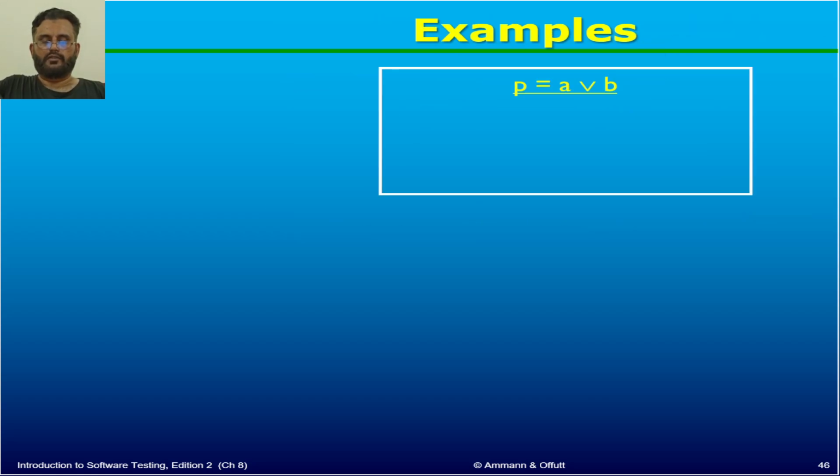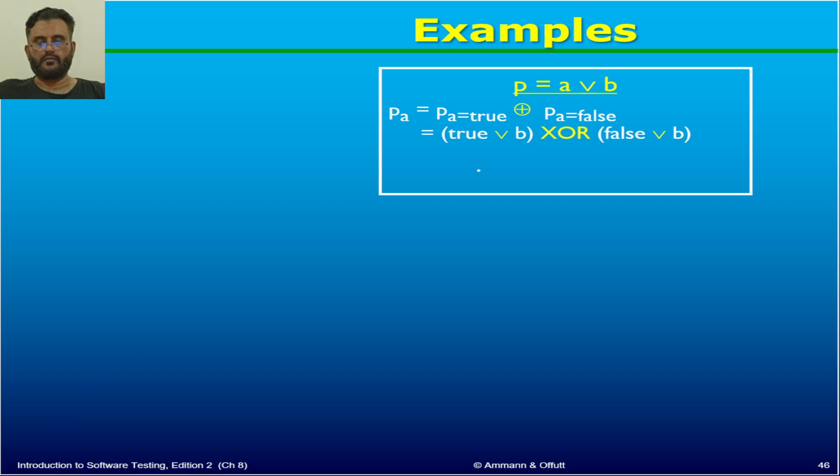So here we have an example, a very simple predicate. If we want to make A active, what we need to do is replace every occurrence of A with true once, and in the second instance replace every occurrence of A with false, and then take an exclusive OR of both these versions of the predicate. Here is that process illustrated: P_A=true and P_A=false. When we replace A, we make true OR B the first version, and false OR B the second version, and we connect both these with an exclusive OR.